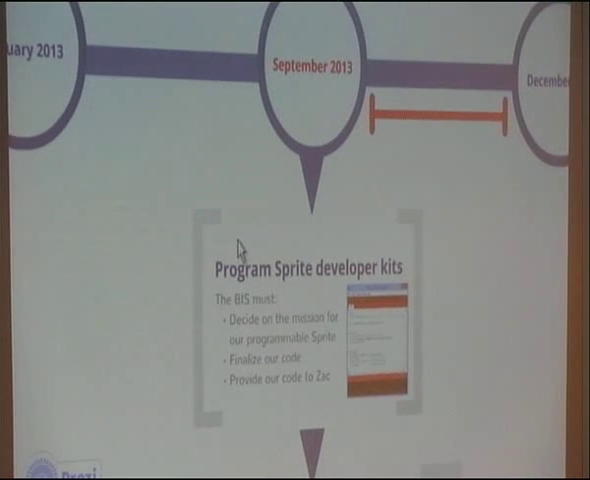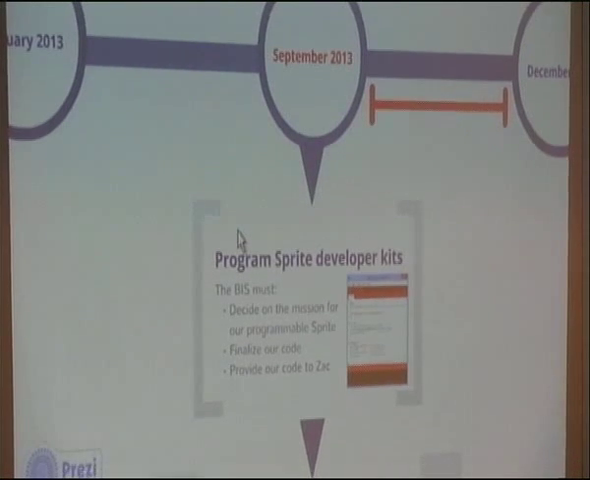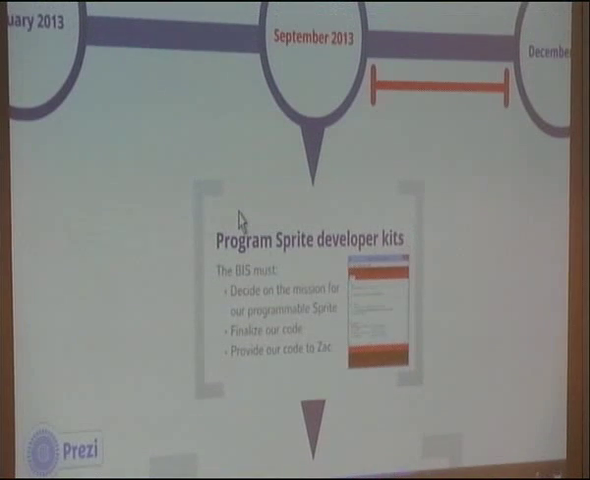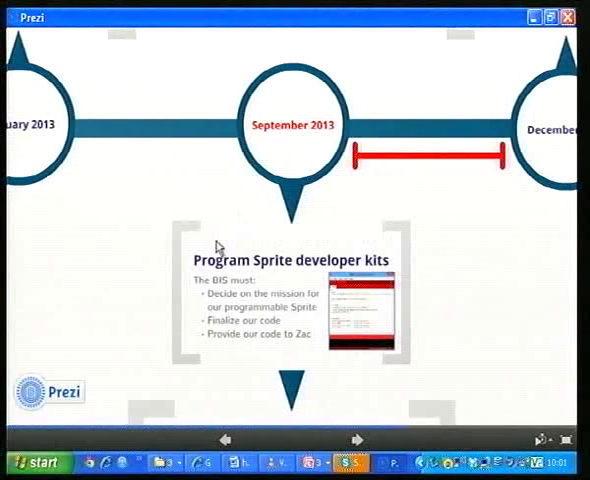In September 2013, so coming up, we've got to program our sprite. We're making quite good progress on that, and that's the stage we're at the moment. We've divided ourselves into a number of different sort of units. We've got programmers and the radio people. Unfortunately, neither of the two main radio people could be here. One's in China, some fantastic show going on in China to do with astronautics and radios.